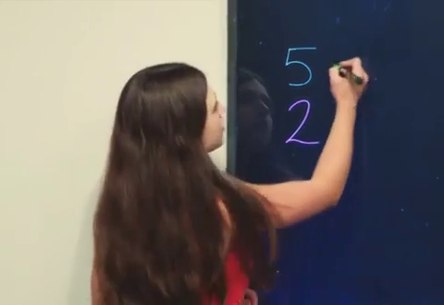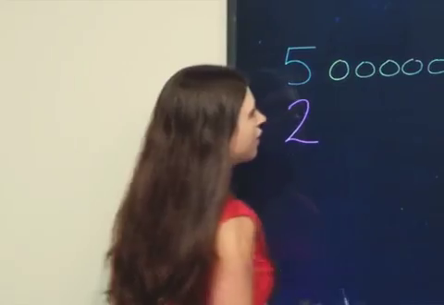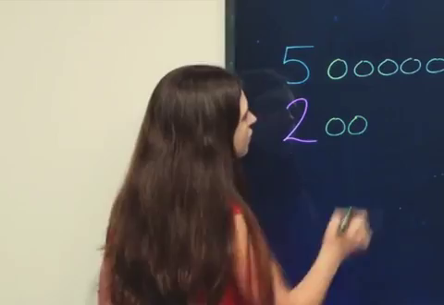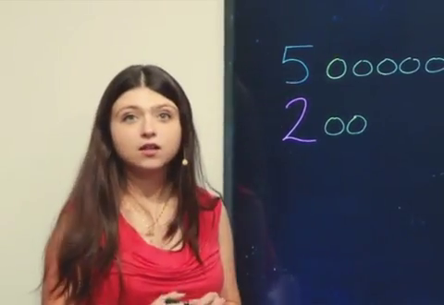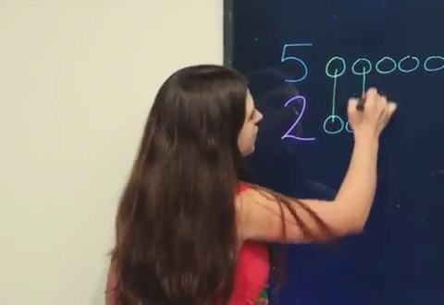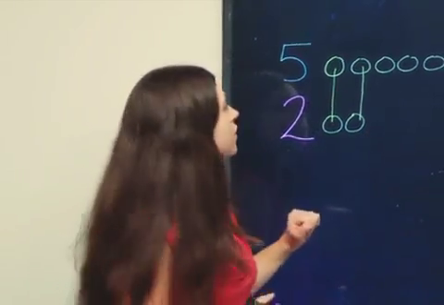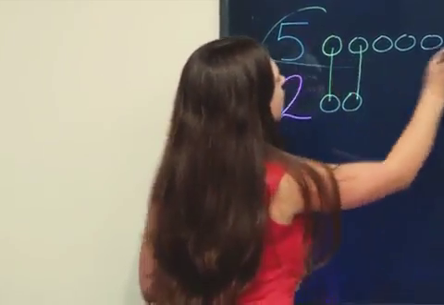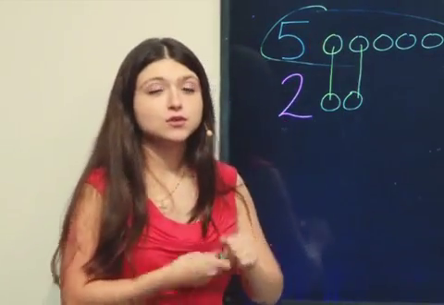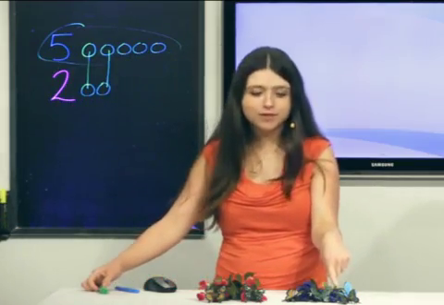So 5 circles, 1, 2, 3, 4, 5. Then we'll write 2 circles by the 2, 1, 2. And now, can you tell which plant had more? Look, these can match up, these can match up. But look, we still have more when this group ran out. So 5 is more than 2. 5 is a bigger number than 2. So we know that this plant had more butterflies.